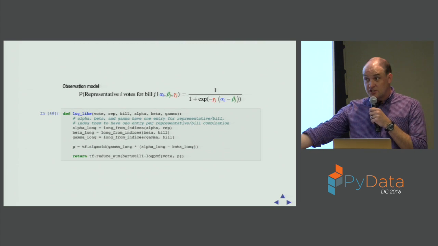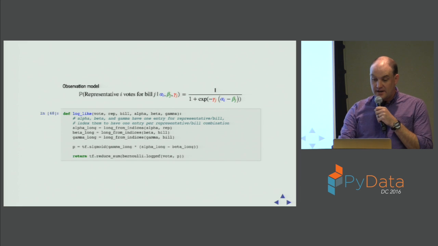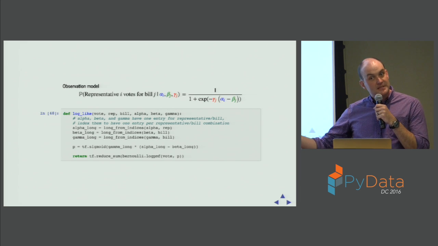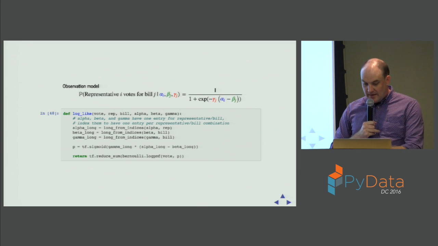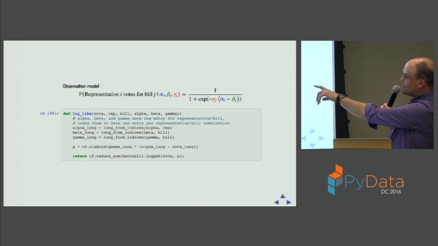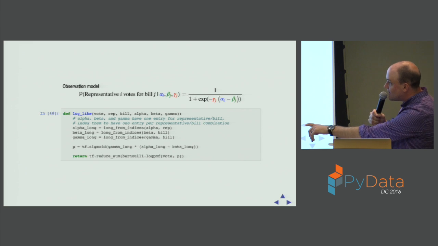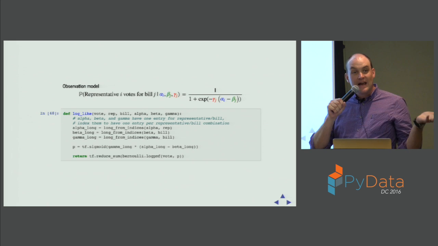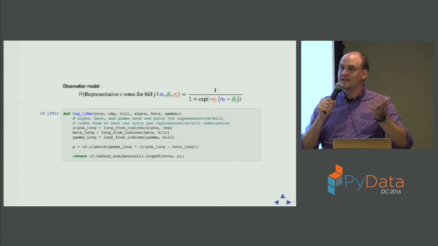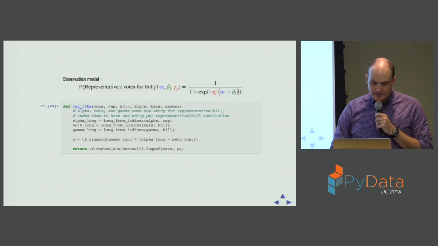So then this is just a logistic regression model given those things. Alpha minus beta times gamma, stick it through a sigmoid. So here, we basically have that. I love seeing how math translates almost exactly to Python. Sigmoid of gamma times the quantity alpha minus beta. And then just the Bernoulli log PDF on that. It's really, really beautiful and concise.